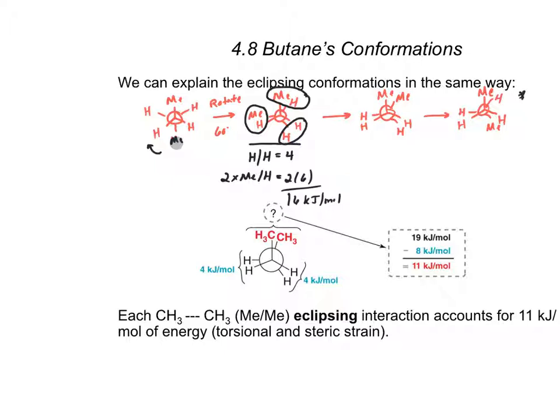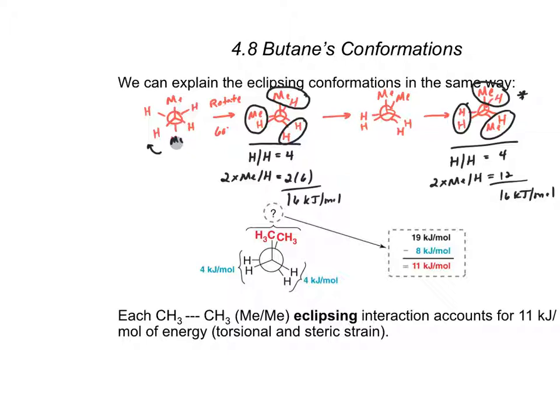We're also going to go to the third one over here because we're actually going to see the exact same eclipsing conformations, right? We have a methyl-hydrogen, we've got a hydrogen-hydrogen, and we've got a methyl-hydrogen, okay? So total here, we have hydrogen-hydrogen and 2 times methyl-hydrogen, which gives us 4 plus 12. So total we have again 16 kilojoules per mole. So these two energies are what compared to one another? They're degenerate. Okay, so they're equal. There's no difference between them.